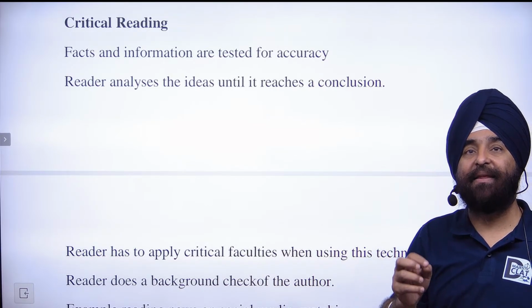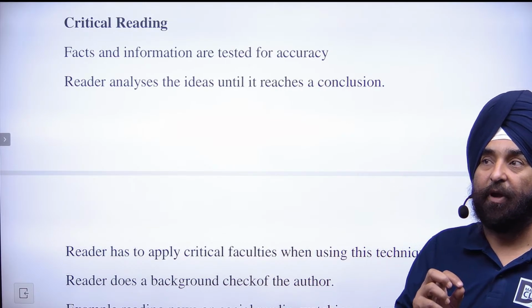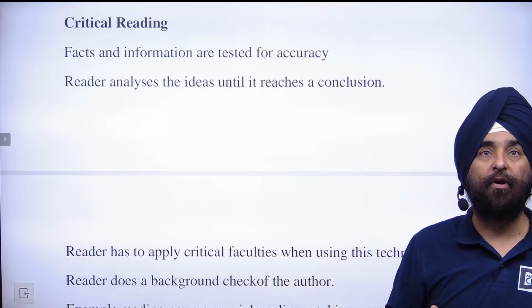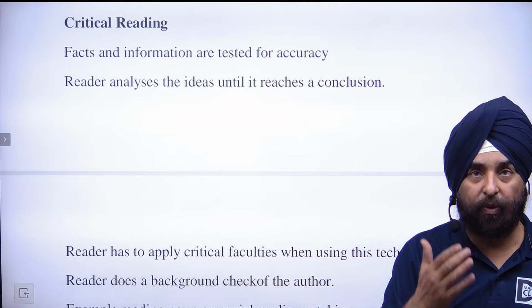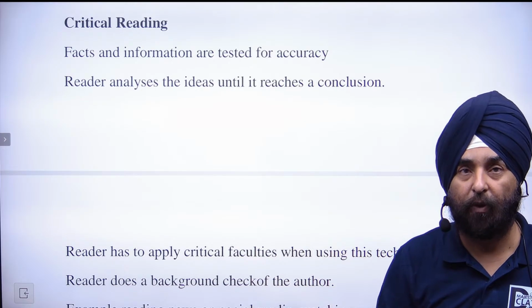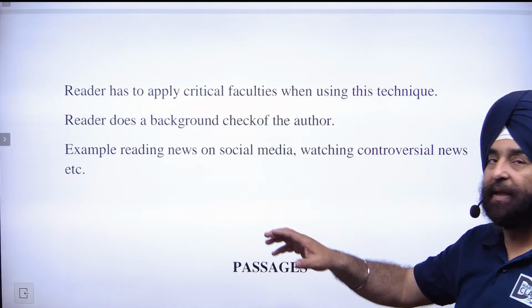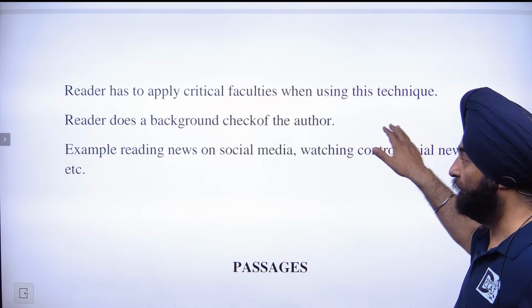The reader analyzes the ideas to reach a conclusion on whether whatever information has been passed over to him is accurate or fake. So the reader has to apply critical faculties when reading in a critical manner.